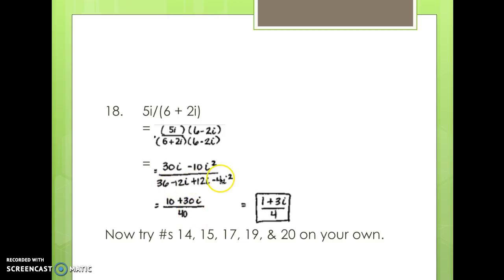Well, when we combine these, the 12i's cancel out, and negative 4i squared becomes negative 4 times negative 1, which equals a positive 4. 36 plus 4 equals 40. Go ahead and reduce, and we get 1 plus 3i divided by 4.